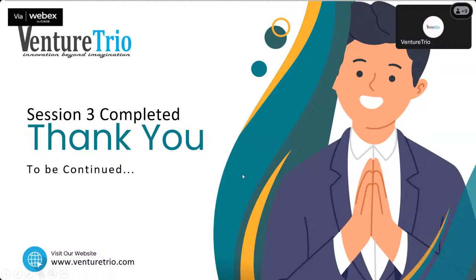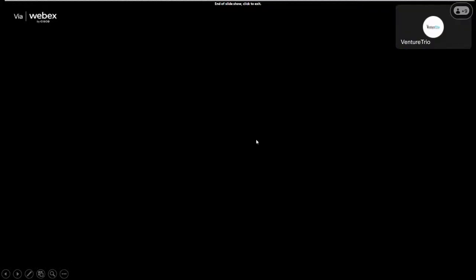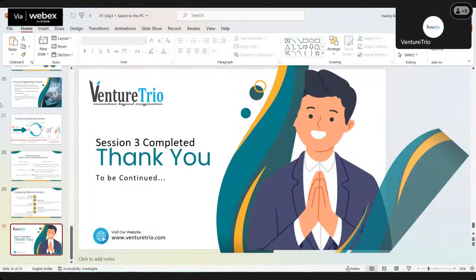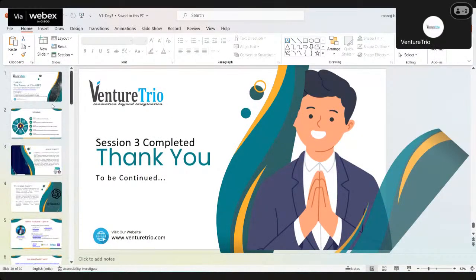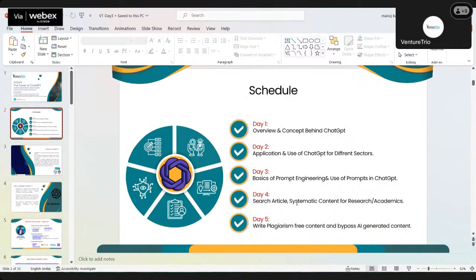Let me check tomorrow's topic. Tomorrow's topic is, yes, definitely on searching articles and systematic content for research and academics. So tomorrow we will discuss how we search content for our assignments, for our reports, for our project reports, for colleges, for research purposes, for presentations, how we get systematic content.